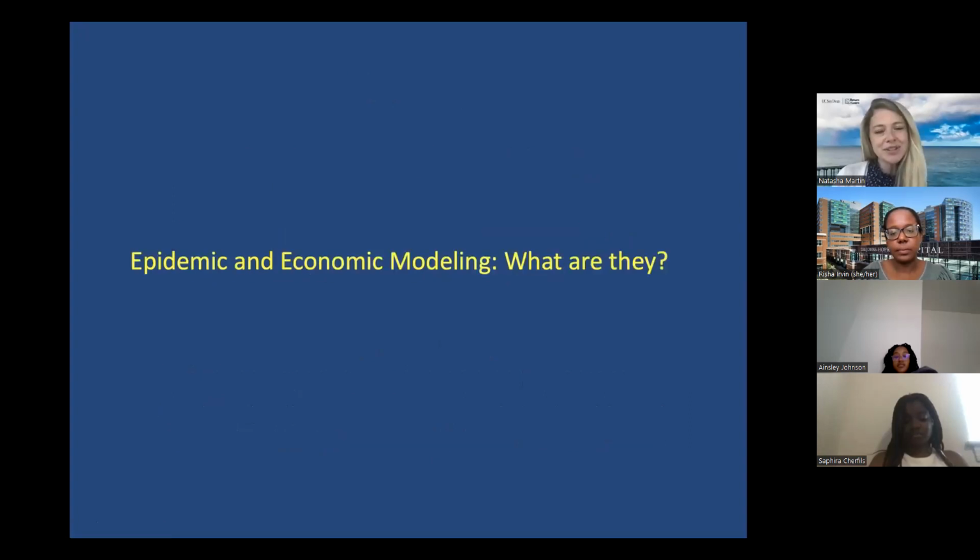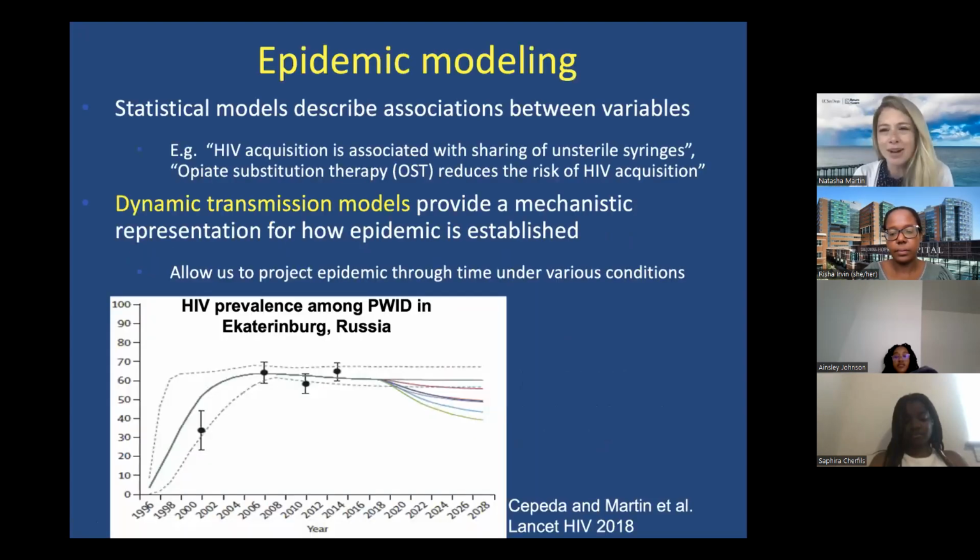Okay, so starting first, economic and epidemic modeling. What are these models that I'm talking about? So the difficulty with the word modeling is that it can mean so many different things, and there are different types of models and they can do different types of things. And so I'll break it up into two very basic classes of models. There are other types of models, but these are the two classes that I want to draw a distinction between today. The first type of models are called statistical models.